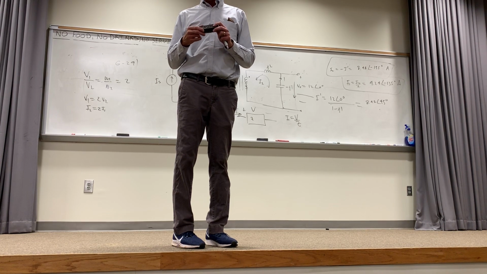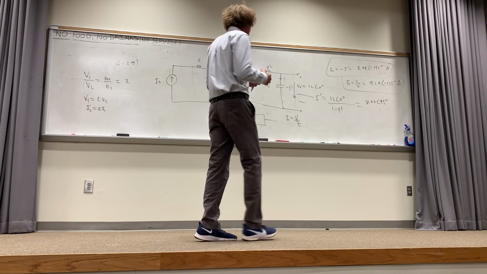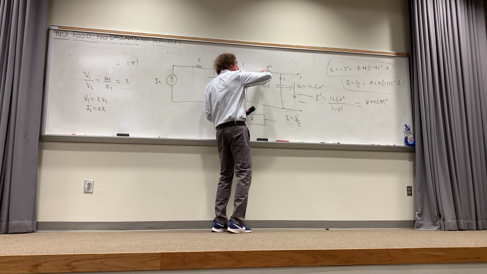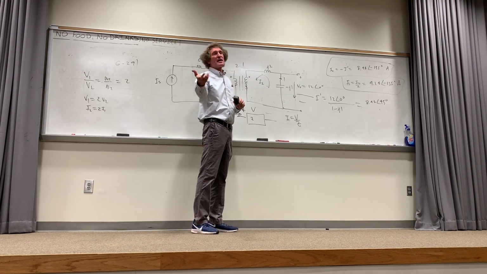So why is I2 equal to negative I prime? Remember, I wanted the current going this way, right? What did I find? The current going in the opposite direction. Therefore, I2 is just minus the current I found.